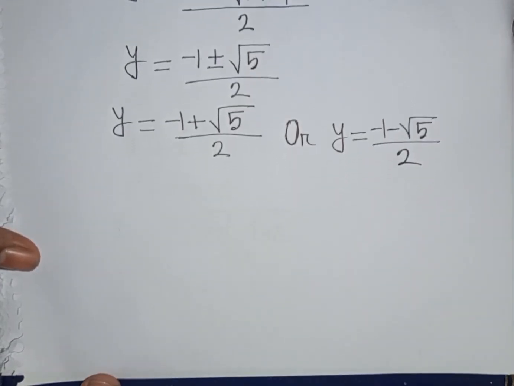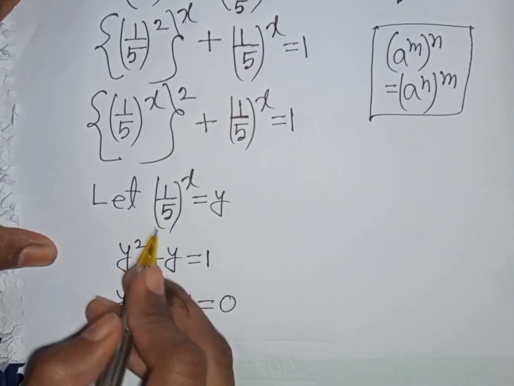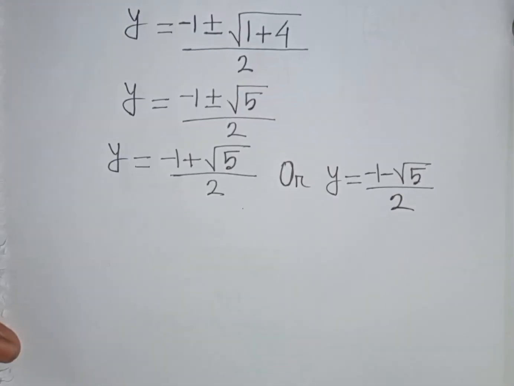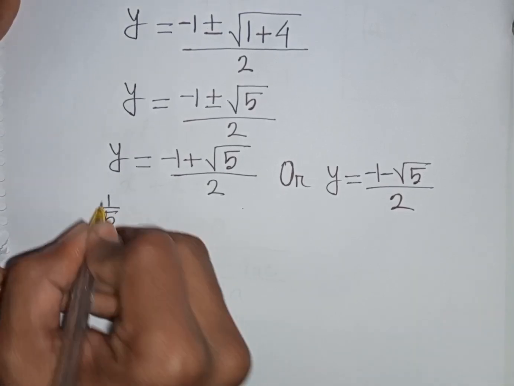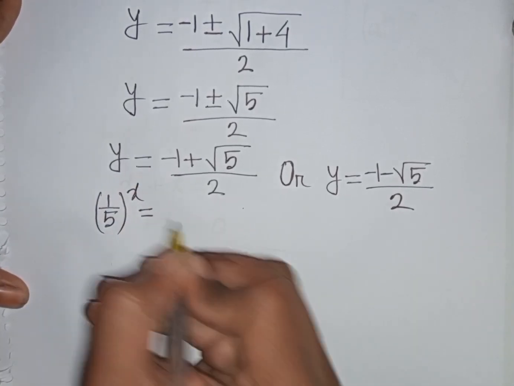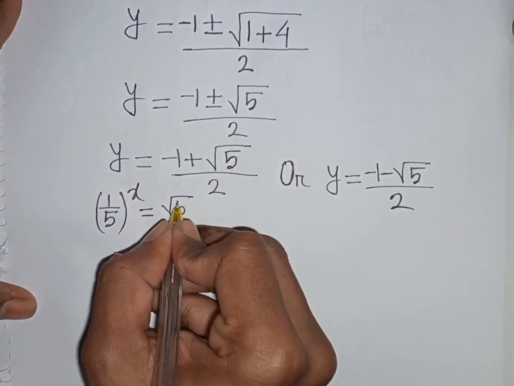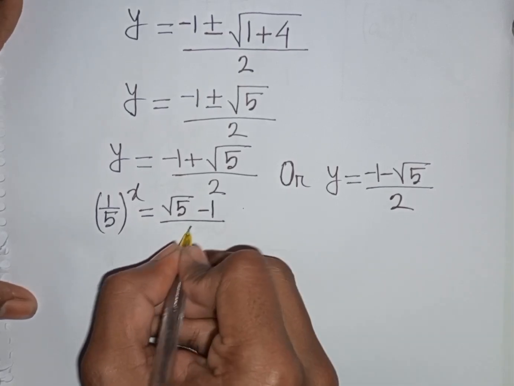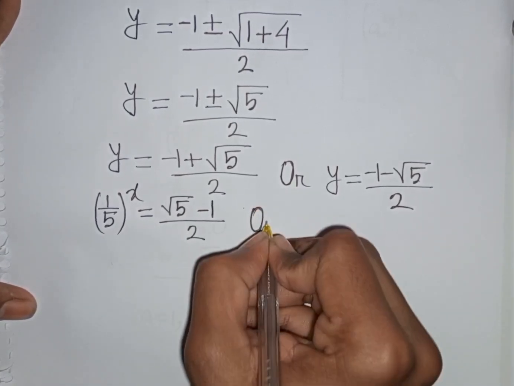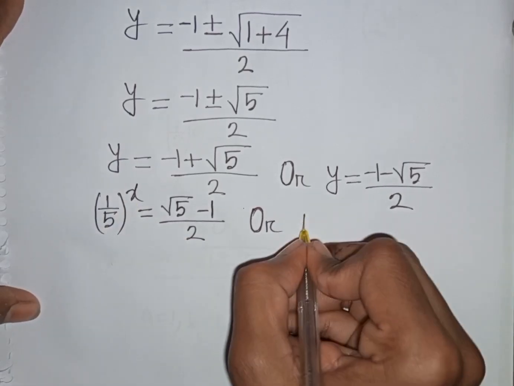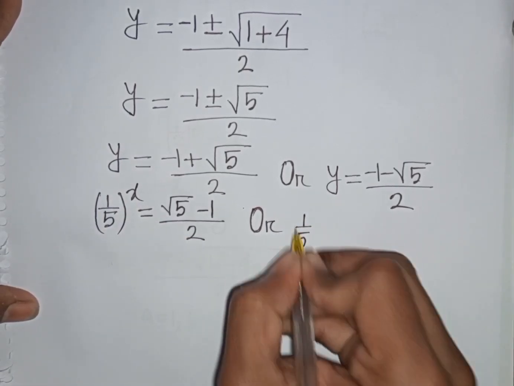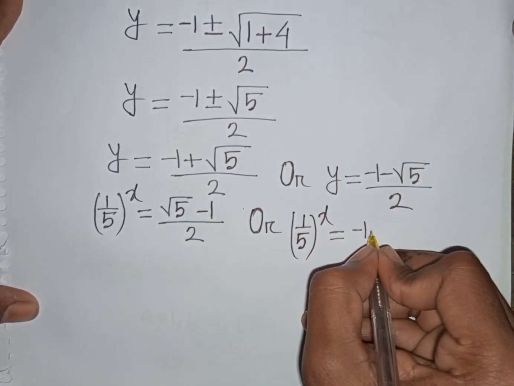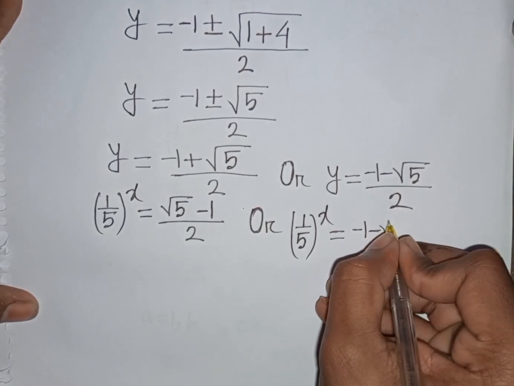Now, remember that we let (1/5)^x be substituted by y. So y means (1/5)^x. So (1/5)^x is equal to plus square root of 5 minus 1, divided by 2, or y, that means (1/5)^x, is equal to minus 1 minus square root of 5, divided by 2.